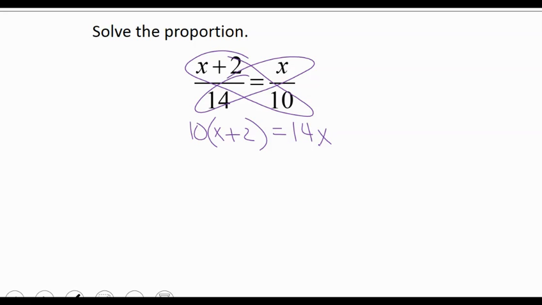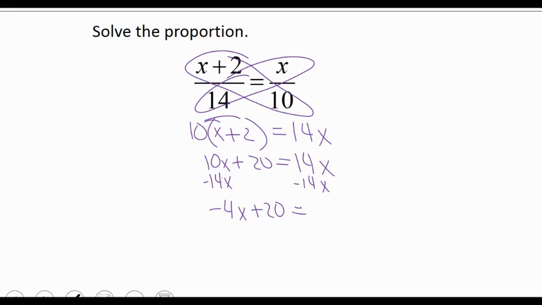So now the first thing I got to do is I got parentheses. So I got to get rid of those. So I'm going to distribute here. 10 times X is 10X. 10 times 2 is 20. So now I got 10X plus 20 equals 14X. So now I got variables on both sides of the equation. I got to cancel one out. I'll just cancel the one on the right out. I'll subtract 14X. So that gives me negative 4X plus 20 equals, it does equal something.